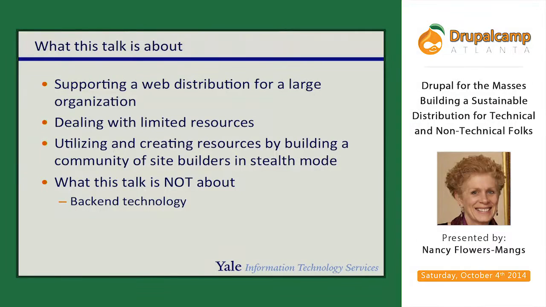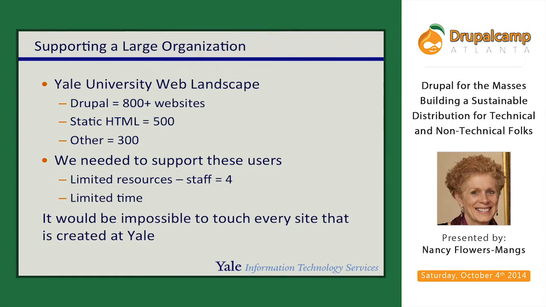And again, this morning I talked about that we support a large number of websites. We have limited resources. When we first started using Drupal, we had HTML sites, and we were not even allowed to do scripting, so we couldn't even do a web form. So it was pretty limiting. We have 800 plus websites now in Drupal, 500 static or more. We're in the process of counting that, 300 other. We have a staff of 4.